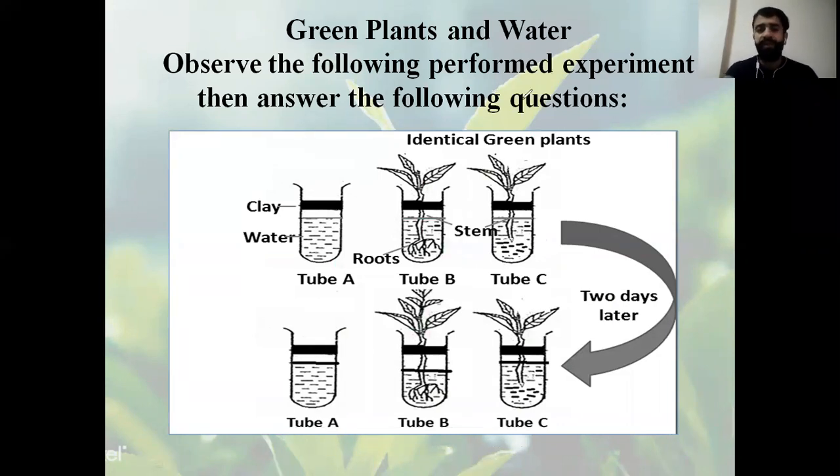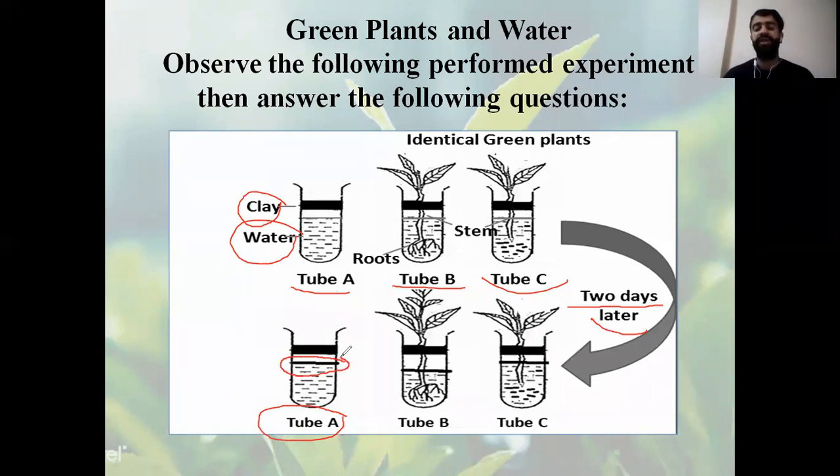In this experiment, what do we have? We have three tubes, tube A, tube B, and tube C. These three tubes have different characteristics and different elements. For example, in tube A, we have only clay and water. Also, in tube B and tube C, we have clay and water. So all of them contain clay and water, but tube A contains only clay and water. After 2 days, the level of water in tube A remains the same, meaning that the level of water doesn't decrease here.